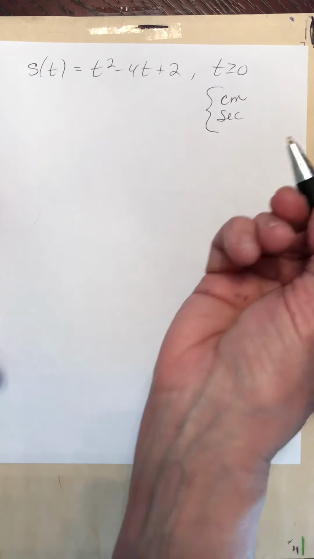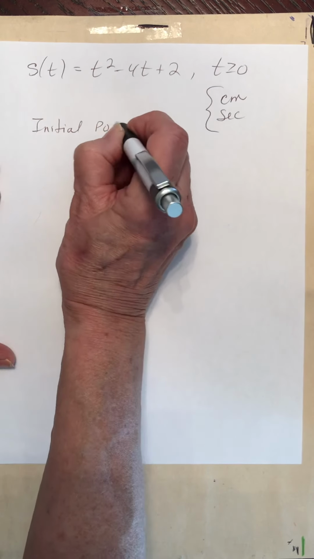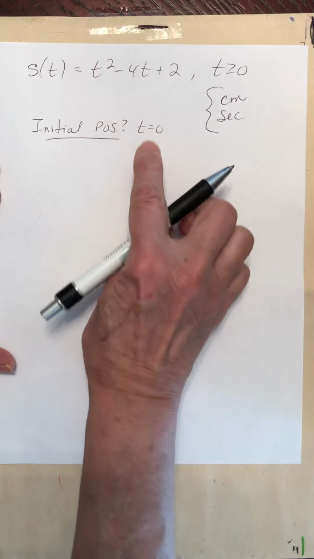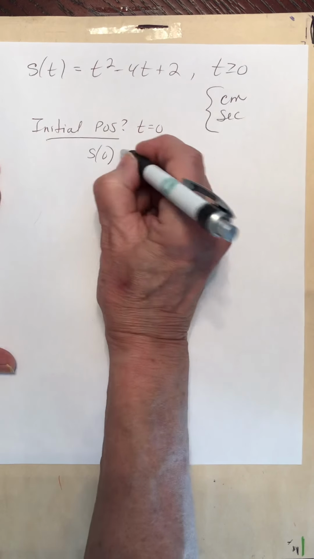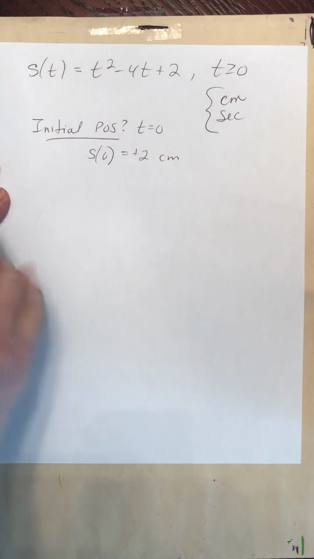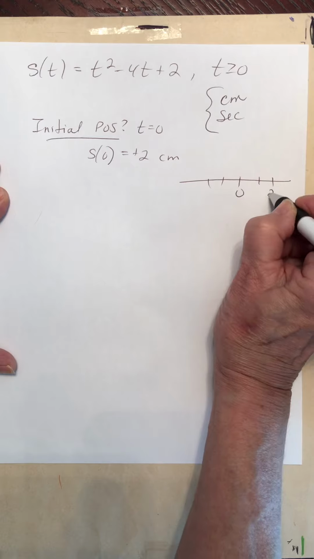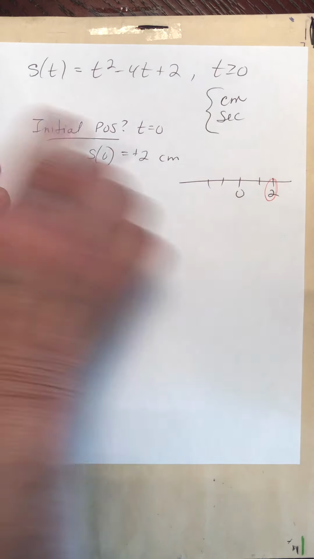So how about initial position? What is the initial position of this object? Well, initial position is when time is 0. So position at 0, if you put zeros in there, you get positive 2. So where are you starting this whole journey? You're starting right here. You're starting at 2. Okay, because that was the answer.